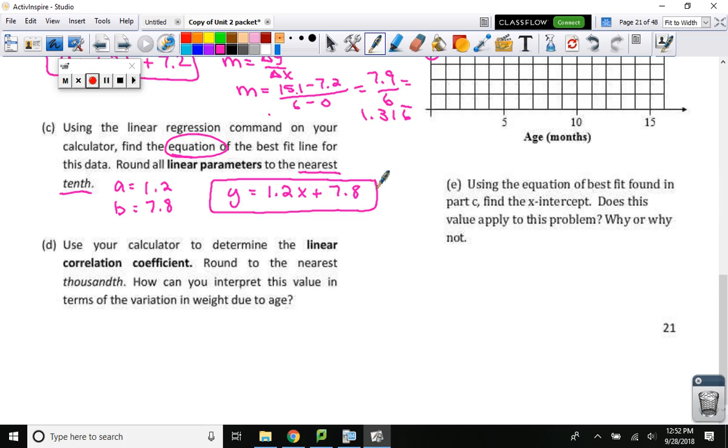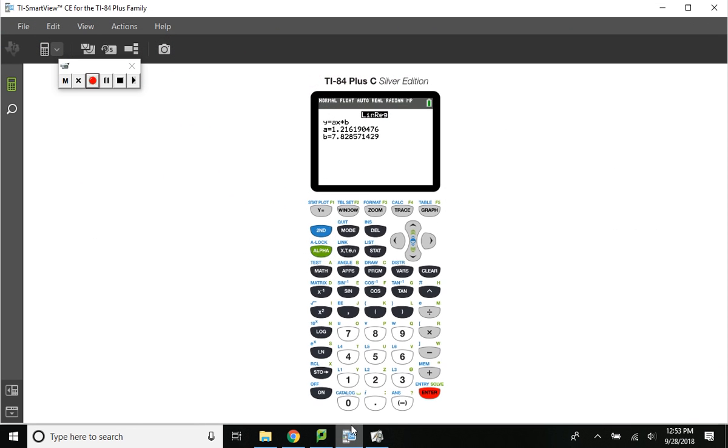Alright. Use your calculator to determine the linear correlation coefficient and round to the nearest thousandth. Your correlation coefficient is your R value. Some of you might have gotten what you see up here on mine, but you also might have had R and R squared down here. That's what I'm missing. If you already have that, you can already see what your correlation coefficient is.